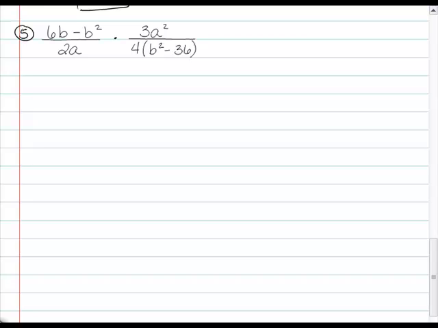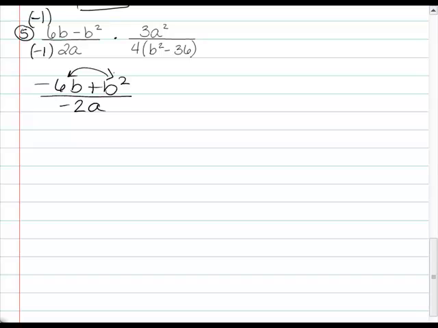Okay, so for our next example, we've got 6b minus b squared over 2a times 3a squared over 4 times b squared minus 36. And you'll notice, similar to the first one, the top of that first fraction is backwards. It's got the negative b squared. And we actually want to try to have our higher exponents in the front. And what we want to do is, again, change the signs of the 6b and the negative b squared. So we're going to multiply top and bottom again by -1. So that's going to give us -6b plus b squared over -2a.